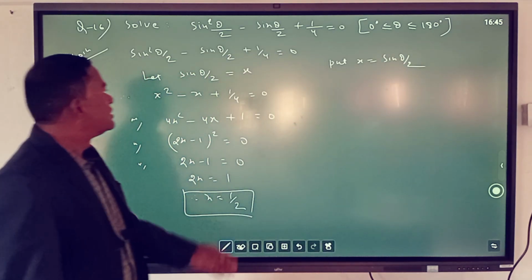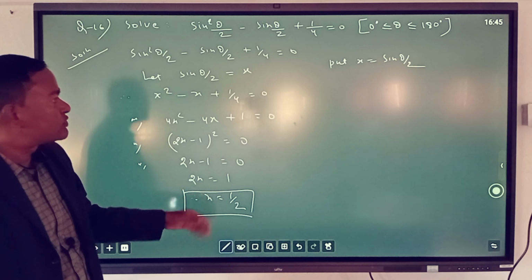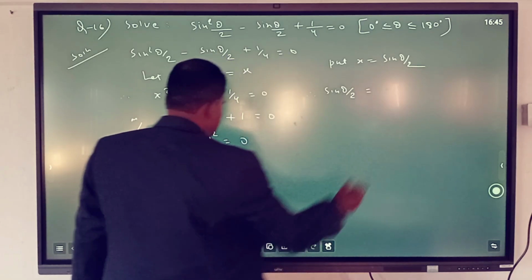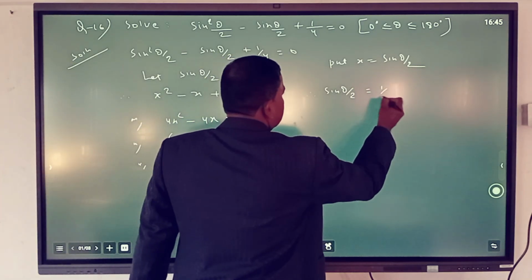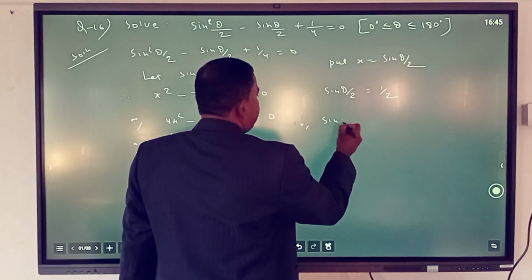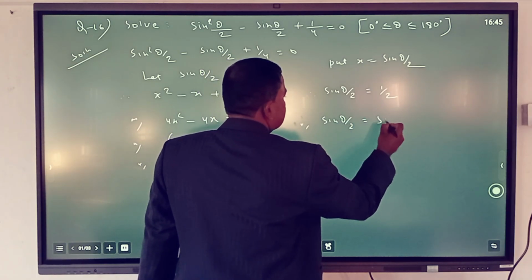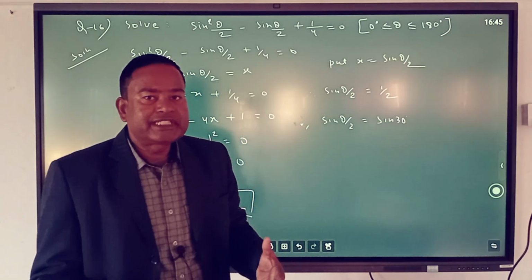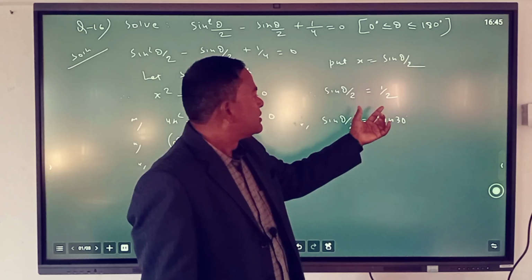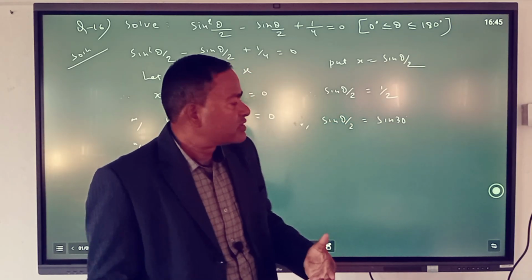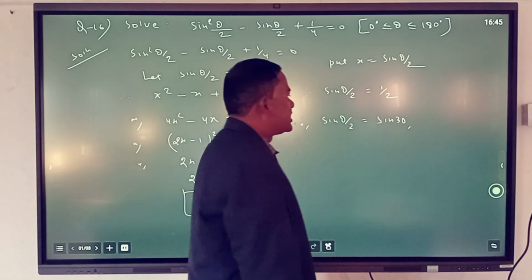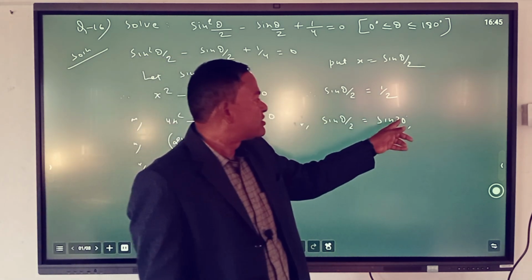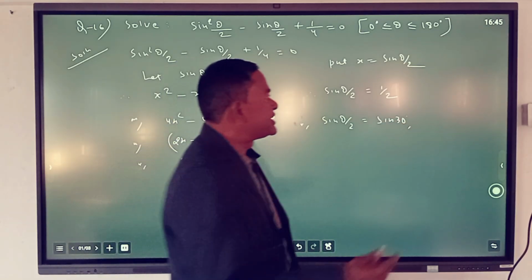So dear student, sin(θ/2) we have supposed x. So x we are going to replace by sin(θ/2). So sin(θ/2) is equal to 1/2. So dear student, 1/2 means sin 30 degrees, because the value of sin θ is positive, which lies in the first quadrant. Dear student, the value of sin is positive in the second quadrant also.